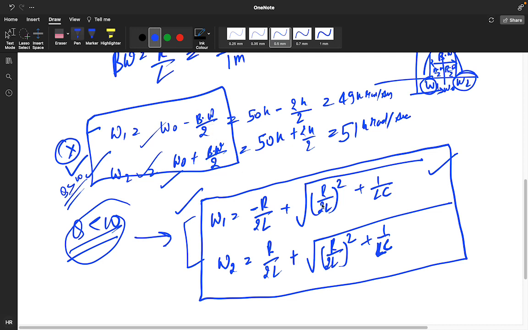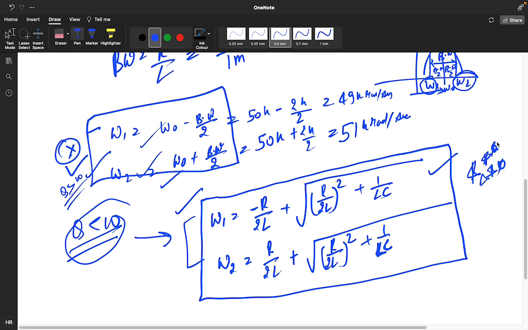And for finding the omega naught value, we are doing the same thing. R by 2L the whole square is bandwidth by 2 the whole square, plus 1 by LC. 1 by LC means omega naught the whole square. Okay, omega naught the whole square. So just remember, just incorporate in your notebook this important formula.